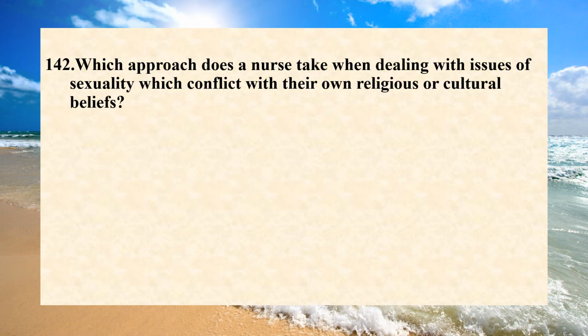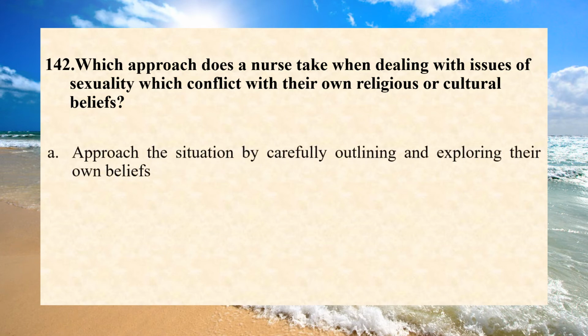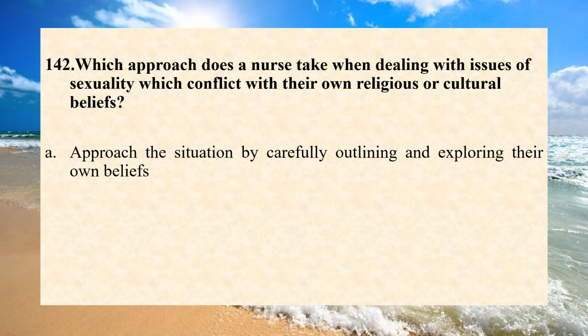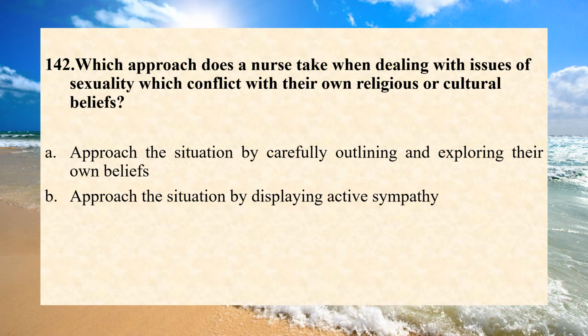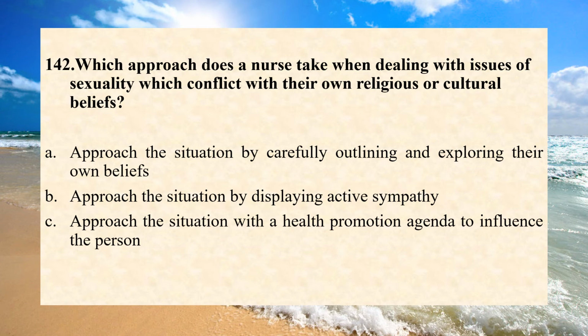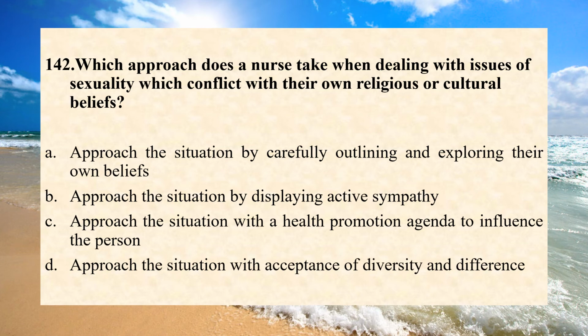Which approach does a nurse take when dealing with issues of sexuality which conflict with their own religious or cultural beliefs? Option A, approach the situation by carefully outlining and exploring their own beliefs. Option B, approach the situation by displaying active sympathy. Option C, approach the situation with a health promotion agenda to influence the person. Option D, approach the situation with acceptance of diversity and difference. The answer is A, approach the situation by carefully outlining and exploring their own beliefs.